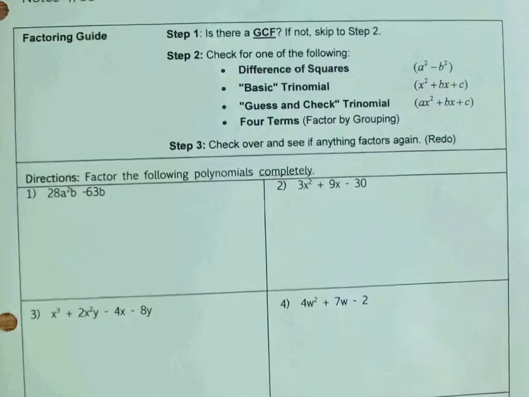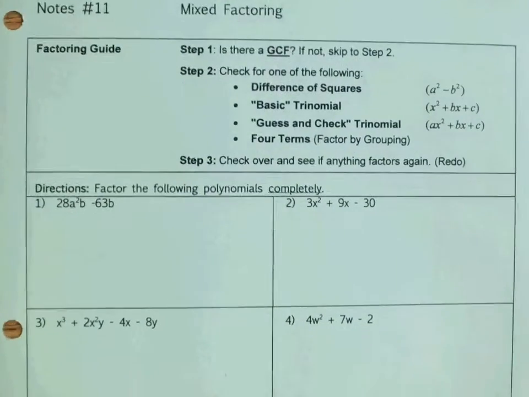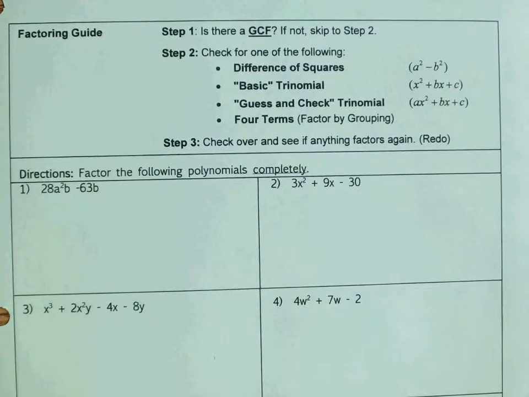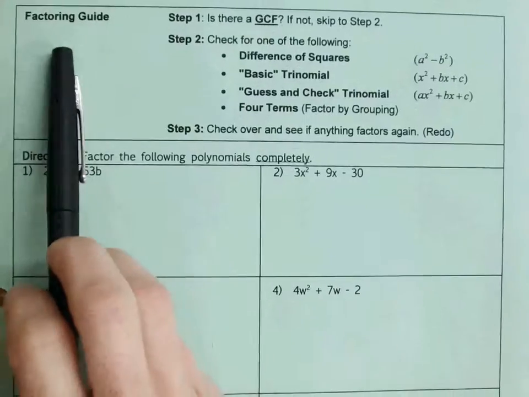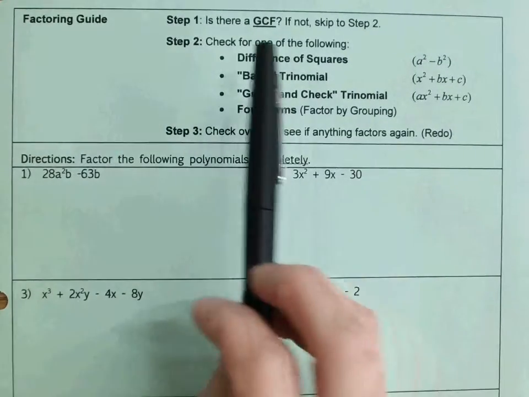Today, what we're doing is mixed factoring. With mixed factoring, really it is all the different kinds of factoring put together. It is in a random order, and there might be multi-levels. So let's go ahead and quickly talk about this factoring guide that I have for you.